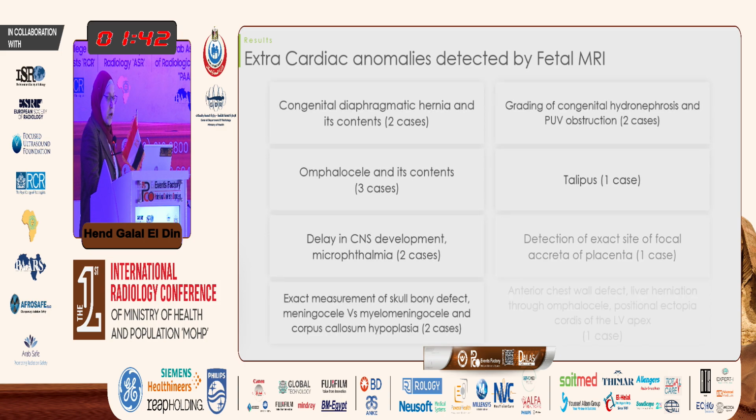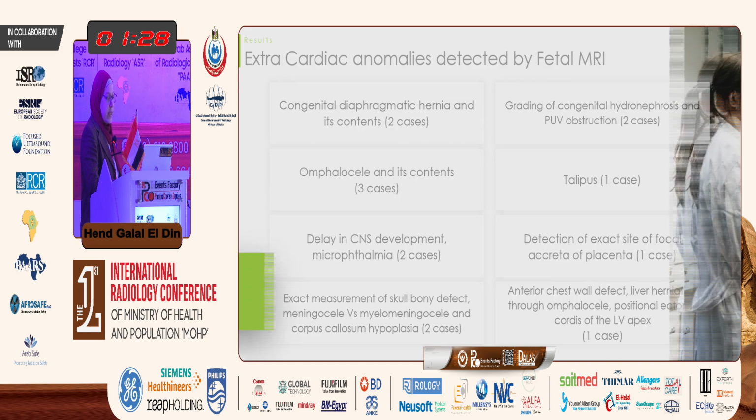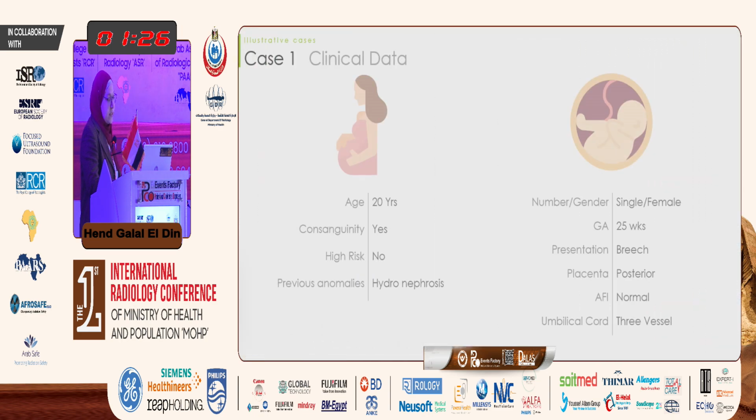Regarding extracardiac anomalies detected by fetal MRI, there were many of them, like talipes, omphalocele, focal accreta of the placenta, grading of congenital hydronephrosis, and anterior chest wall defect, as we can see in the illustrated cases.